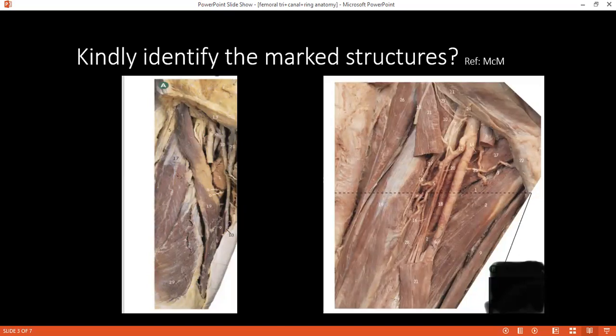Can you tell me the attachment, please? It is attached to the anterior superior iliac spine and pubic tubercle. All right. What is it formed of? It is formed by the reflection of the external oblique aponeurosis. Very good. Can you identify this long muscle or structure? Sorry. It is sartorius, 19.